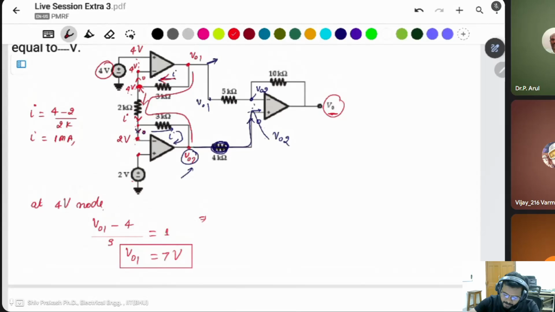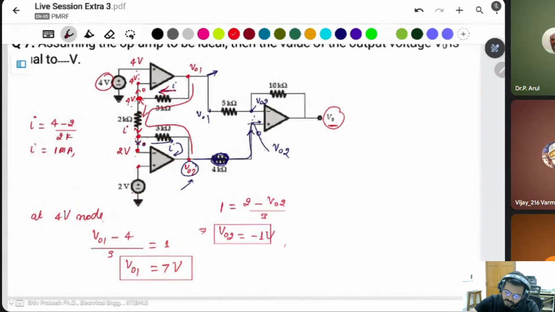The same you can apply here also. This 1 milliampere current is flowing through this: 2 volt minus V02 divided by 3k. 3 minus 2 is 1. It means V02 is equal to minus 1 volt. This voltage is minus 1 volt. This voltage is 7 volt. This voltage is minus 1 volt.